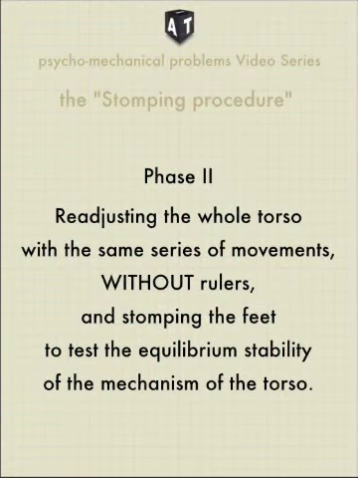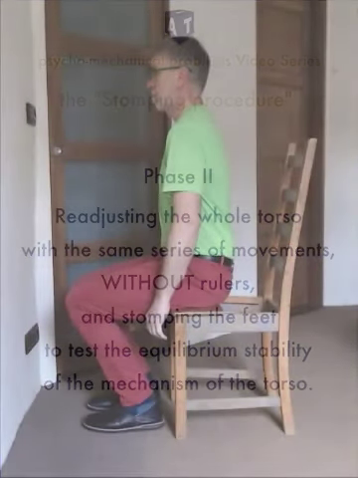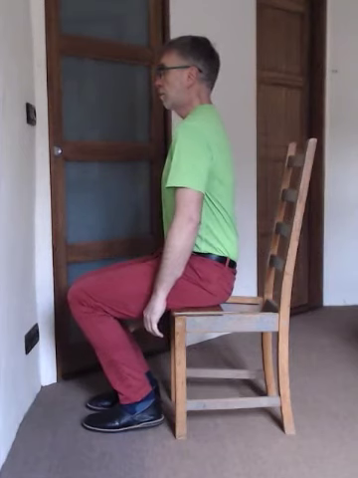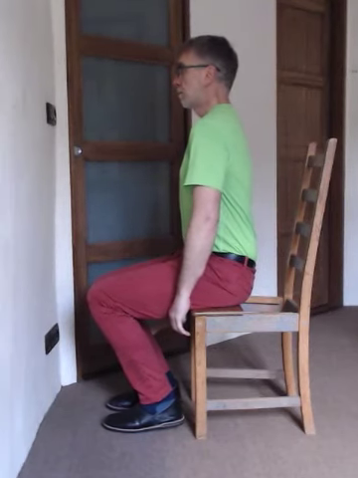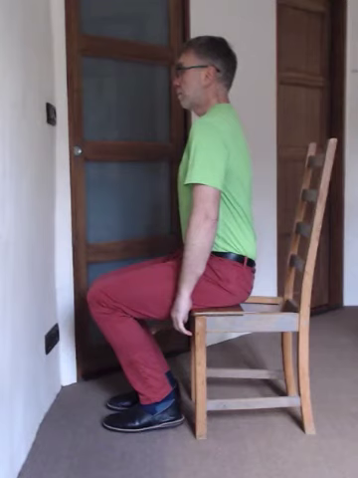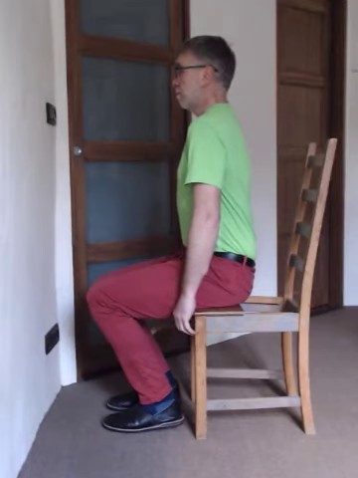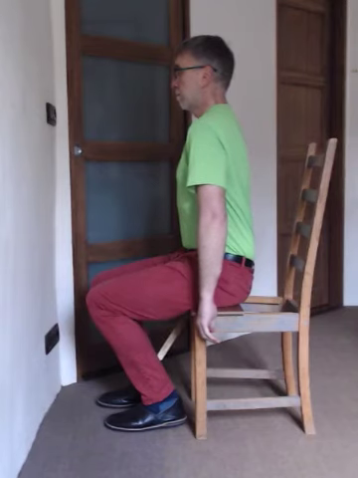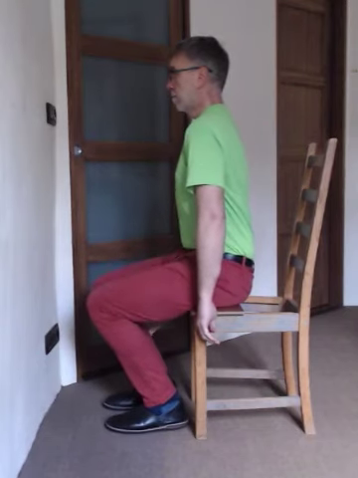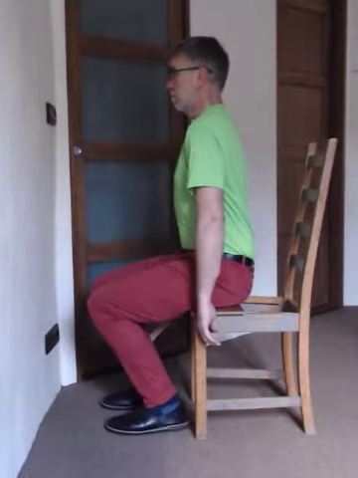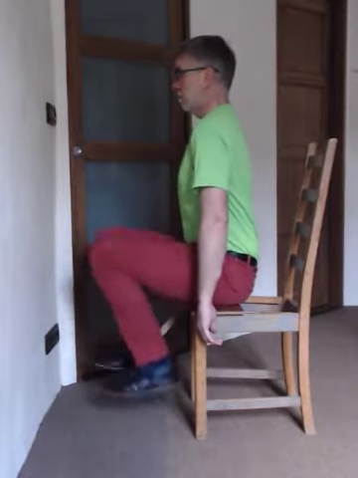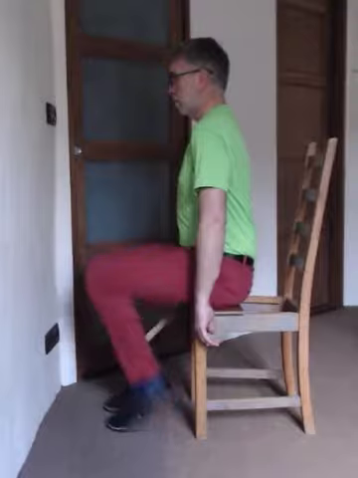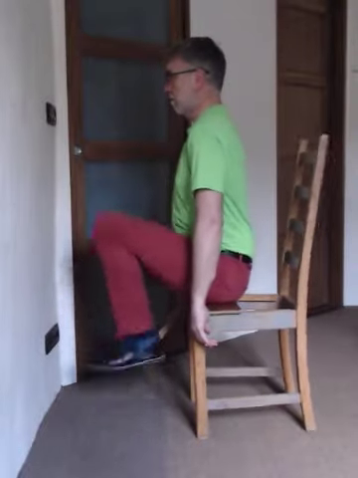The second and last phase of the stomping procedure is simply to readjust the whole torso with the same series of continued movements toward a visual spatial geometrical plane, of course without rulers, and to stomp the feet faster and faster to test the equilibrium stability and the mobility of the newly organized position of the mechanism of the torso.